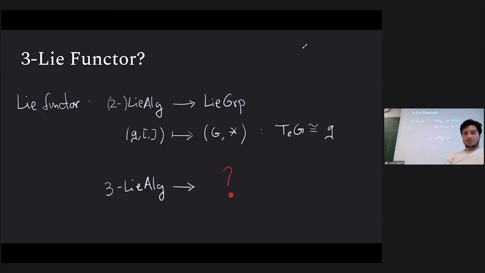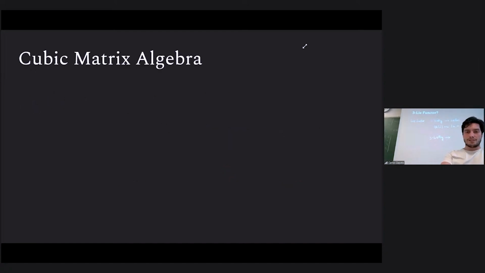So the big question is, if I give you a 3 Lie algebra instead of a 2 Lie algebra, what should I put in here? What is the infinitesimal analog of the exponential of a 3 Lie algebra? This is an open problem. Nobody knows what you put there.